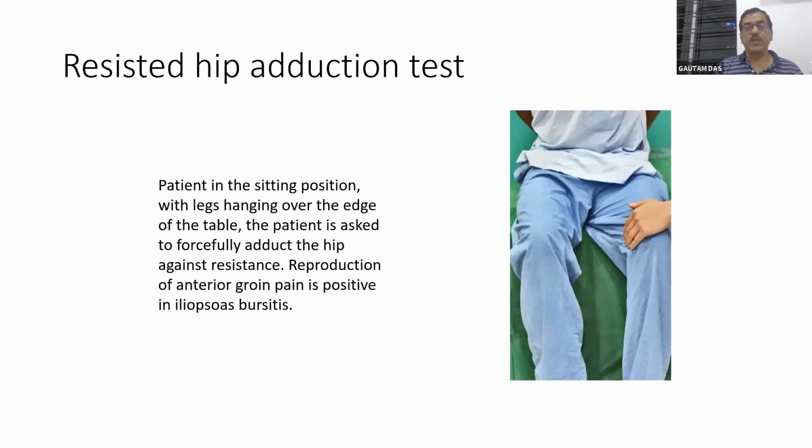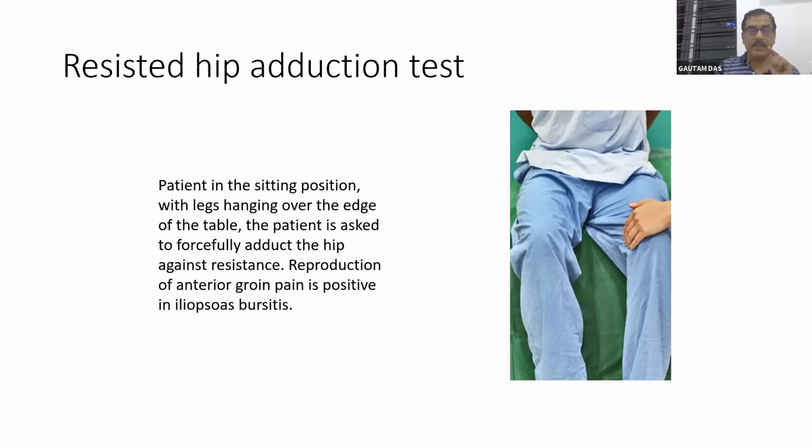Resisted hip adduction test means you are asking the patient to adduct and you are putting resistance, not allowing them to adduct. So here, if you remember who are the adductors, we have all the adductor muscles. Apart from that, the iliopsoas muscles are also important, the hip flexors as well as the adductors. If the patient is feeling pain in the anterior groin, it can be the iliopsoas bursitis. If you can remember, we have one bursa under the iliopsoas muscle. So this bursitis, but again, you have to confirm it by local elicitation of the pain.